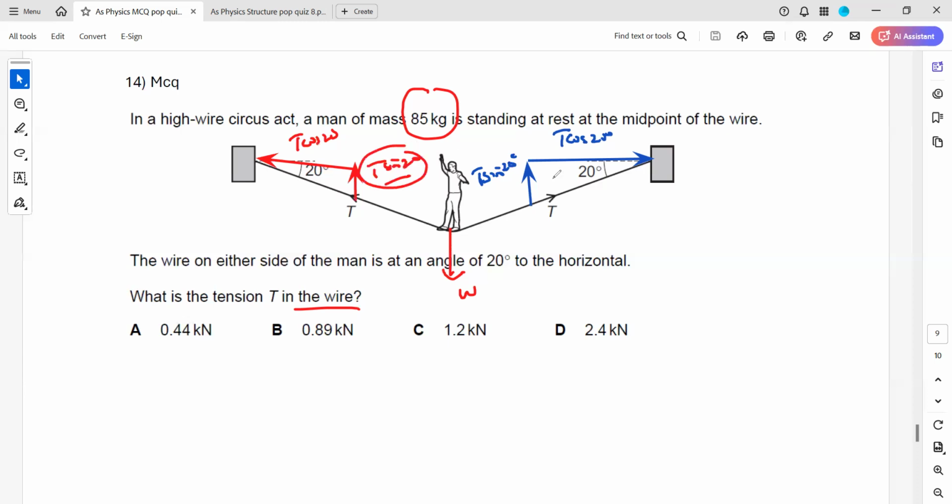So T sine 20 is acting upward. So how many T sine 20s? Because he is stable, standing at rest, the upward force must be equal to the downward force. T sine 20 acting upward plus T sine 20 acting upward is equal to the weight. So if I need T, this will be 2T sine 20 equals weight.